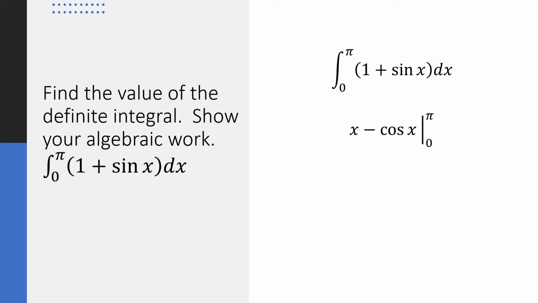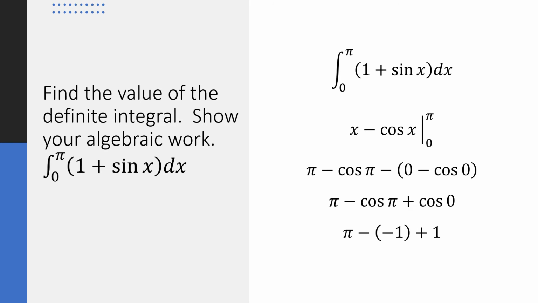And then I'm plugging my top minus my bottom. So I have pi minus cosine pi minus 0 minus cosine 0. Now using my unit circle to simplify that, I know that cosine of pi is -1 and cosine of 0 is 1. So I get pi minus cosine pi plus cosine 0, or pi minus -1 plus 1, which is pi plus 2.